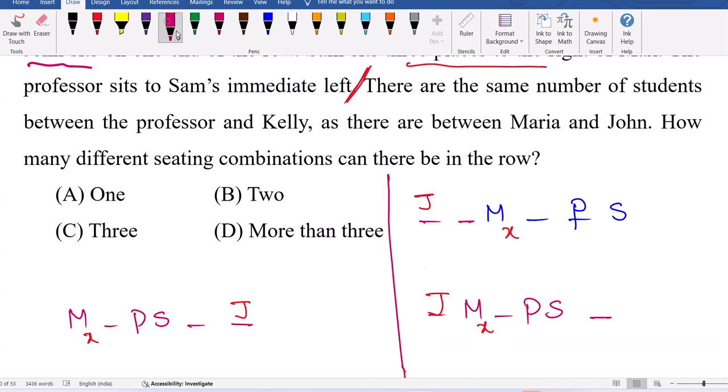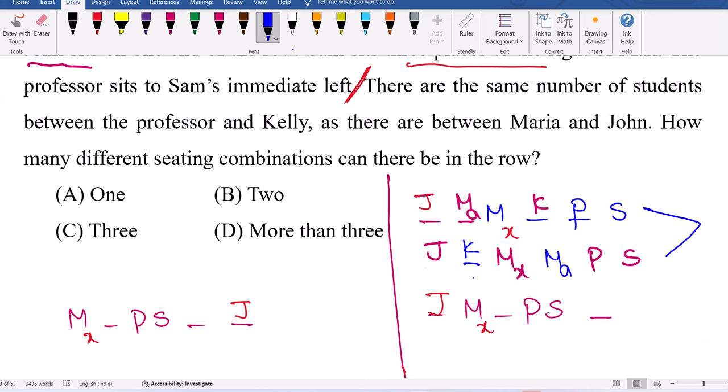Professor and Kaylee. Now see, here Maria, here Kaylee. This is one arrangement. But in the same arrangement, here no people between Jan and Maria, here no people between Professor and Kaylee. Now see, Maria here, two people between Jan and Maria, Kaylee here, two people between Professor and Kaylee. Guys, many people may not think about the second arrangement. Two people between Professor and Kaylee, two people between Jan and Maria. Two arrangements so far, right?